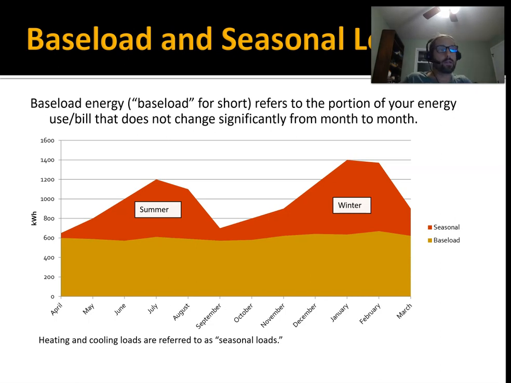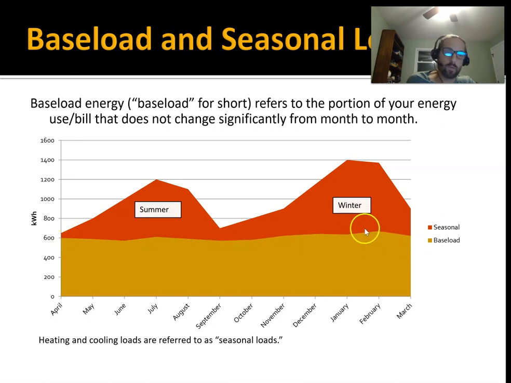So base load is the portion of your energy that pretty much doesn't change from month to month. There are certain things that you do year-round, like use lights, television, refrigerator, charging electronics, so forth. So that's considered part of your base load. In this chart, we have kilowatt hours on the y-axis, and then we have the month, April, May through March. You can see the gold part of this chart is my base load. It changes a little bit, but it generally is pretty flat year-round.